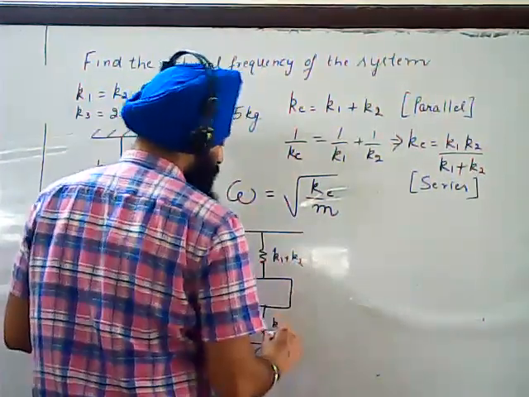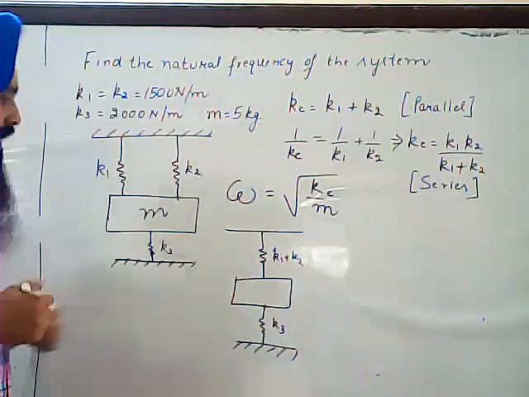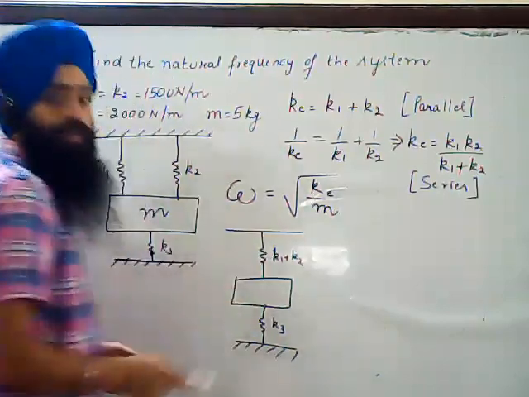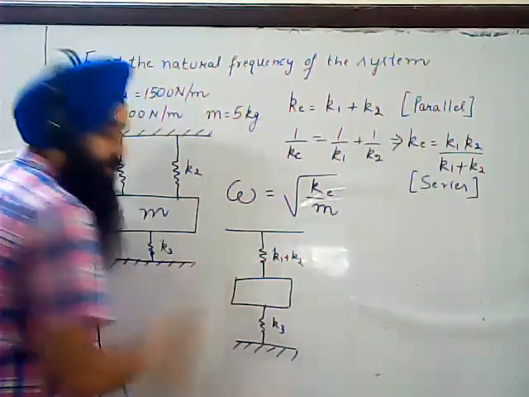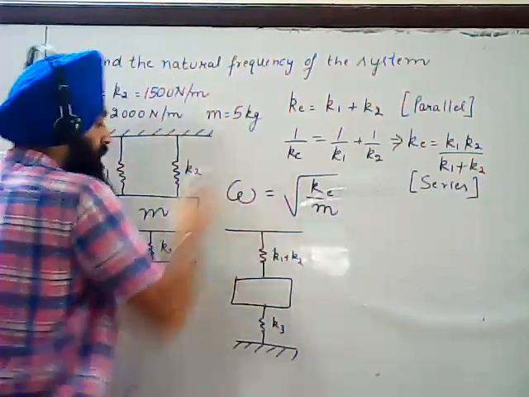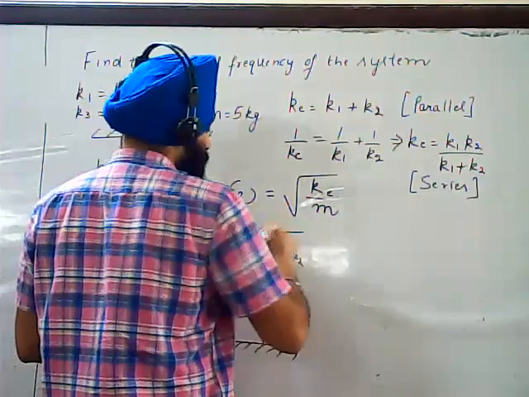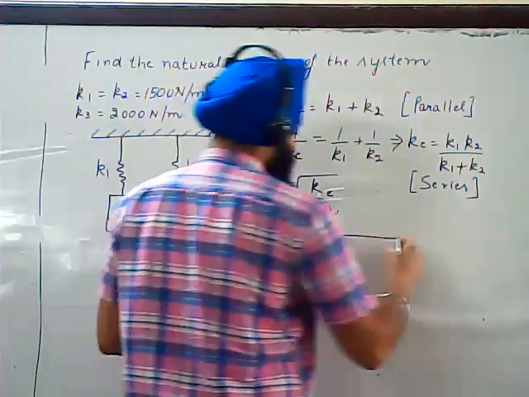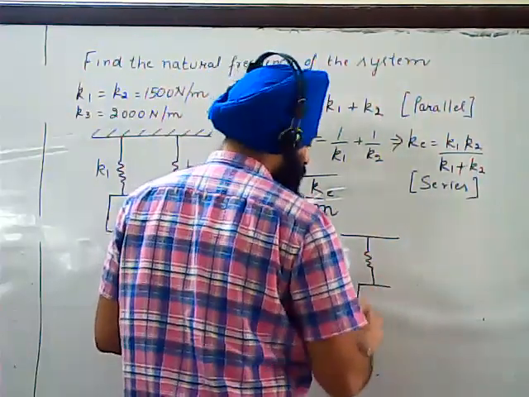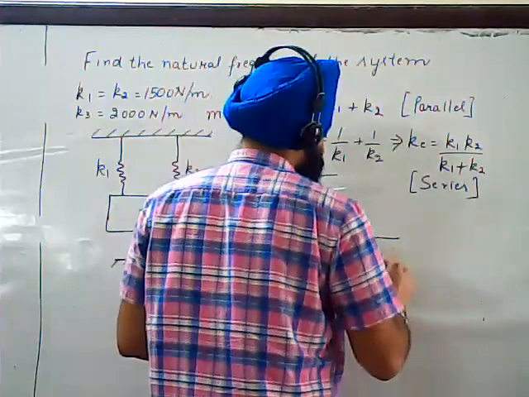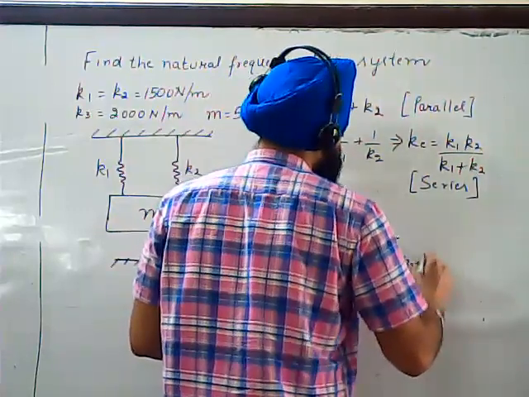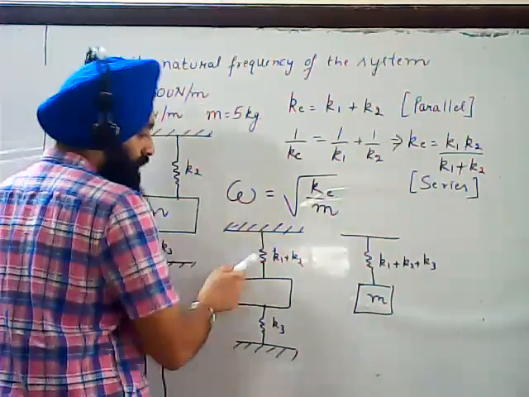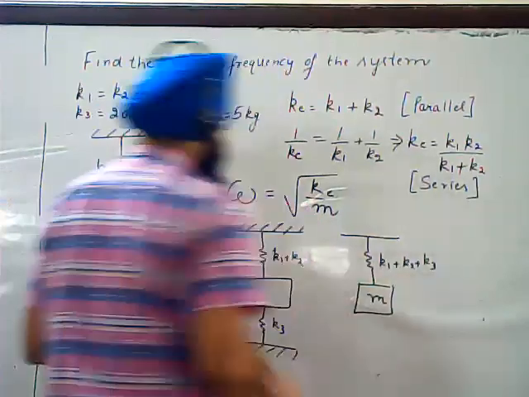And here the stiffness is K3. Again, these two springs are connected in parallel. You can move this fixed part to the topmost place. The two springs are connected in parallel, so their equivalent stiffness will be K1 plus K2 plus K3. Okay, these two springs are in parallel, so equivalent stiffness will be K1 plus K2 plus K3.